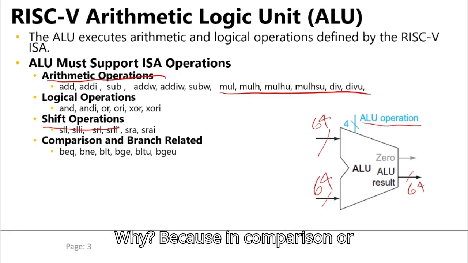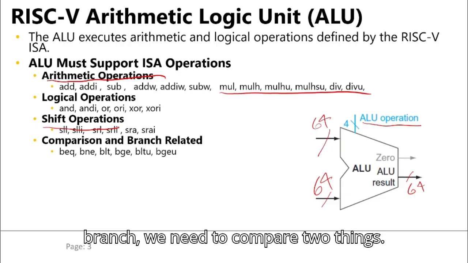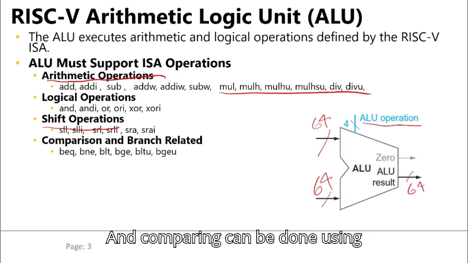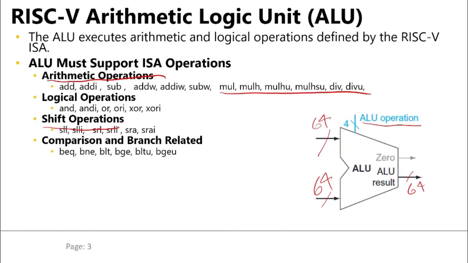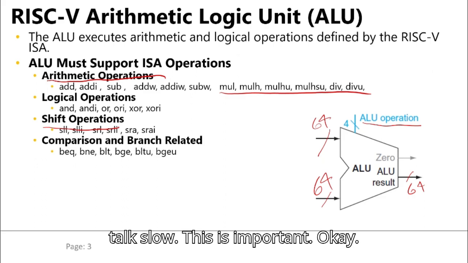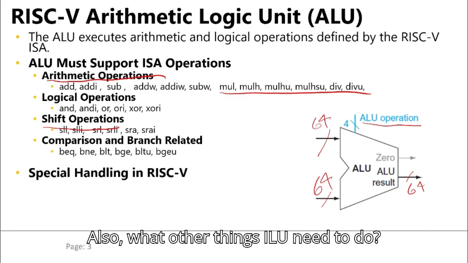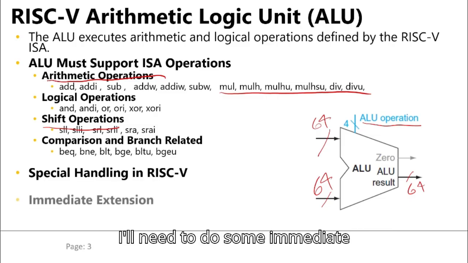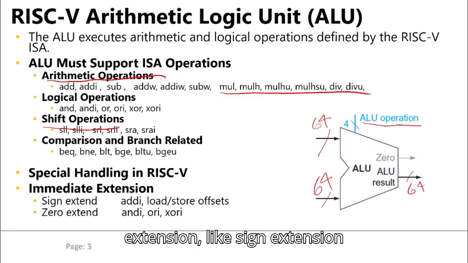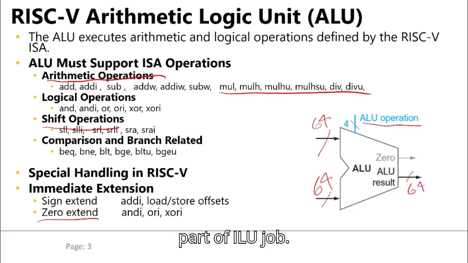Why? Because in comparison or branch, we need to compare two things, and comparing can be done using these, like XOR, for example. So that's why this part also needs ALU operations. Okay, I talk slow, means it's important. Also, what other things does the ALU need to do? The ALU needs to do some immediate extension, like sign extension or 0 extension. This is also part of the ALU's job.